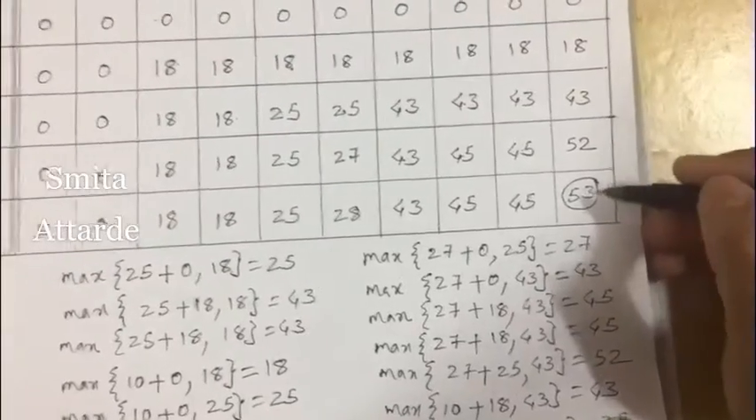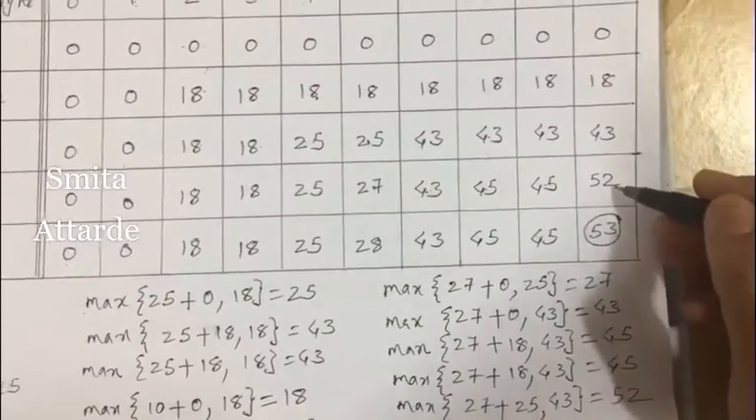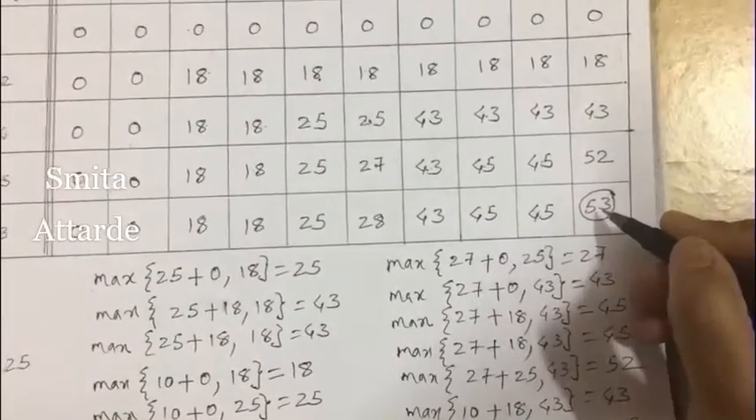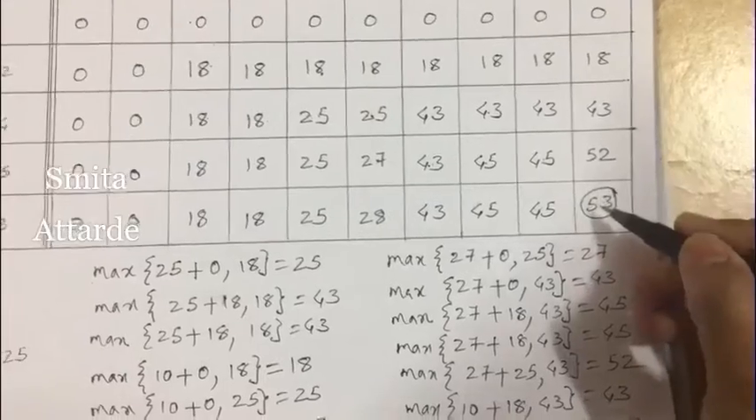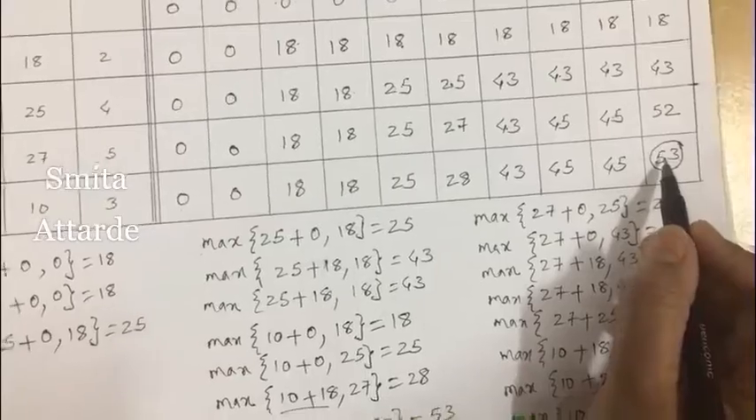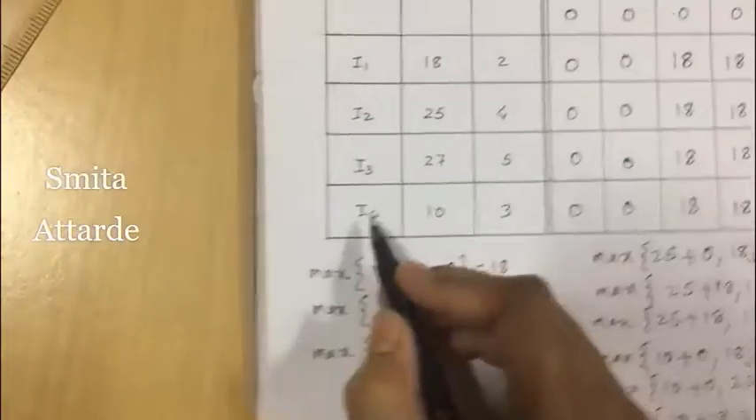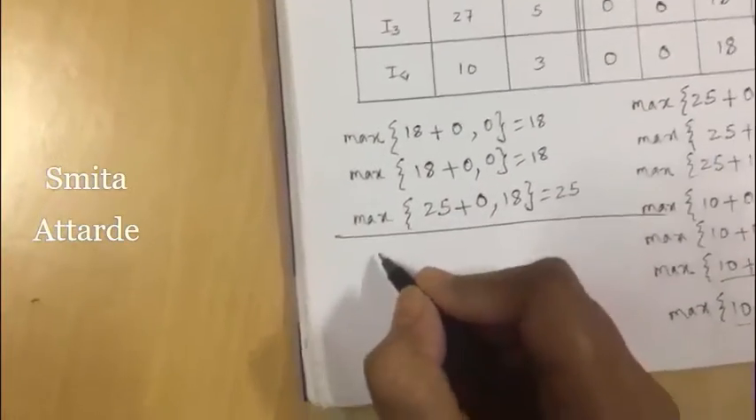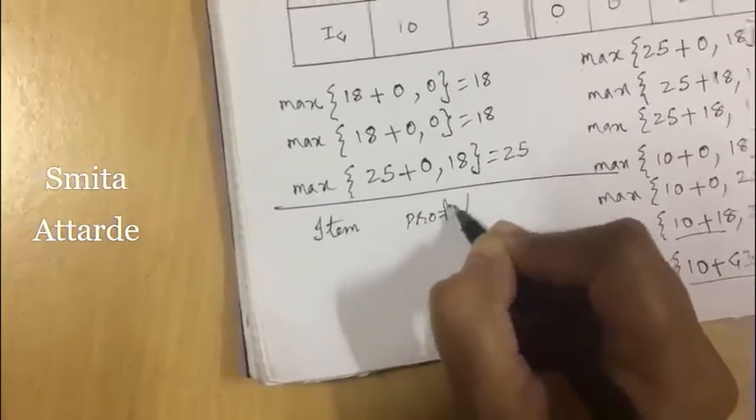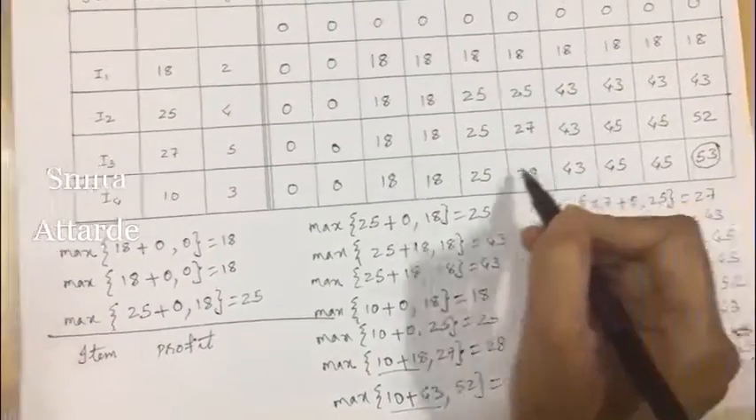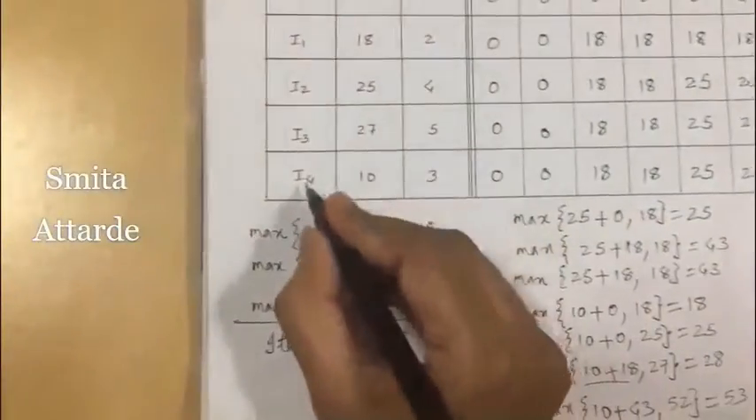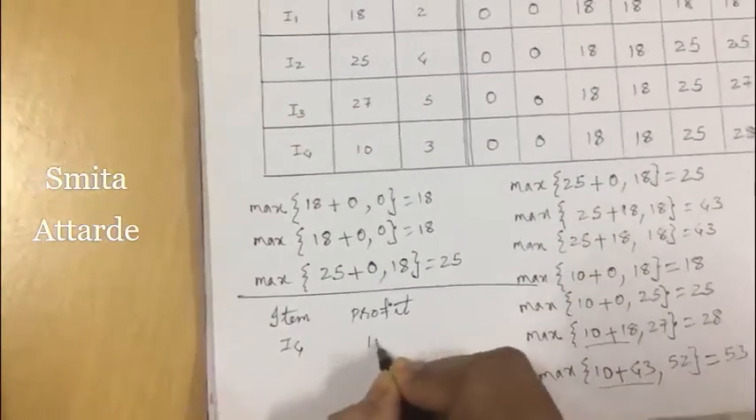Now for that we'll compare this with the above row value. Is this the same? No, that means we have not copied this value from the above row. We have calculated it for this item, and since we have calculated this value, that means this item I4 is in our knapsack. So we'll write here item and profit. So this 53 value is calculated because this and this are not same. Okay, so I4 is in our knapsack and its profit is 10.